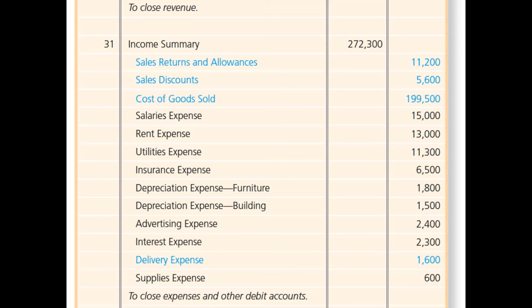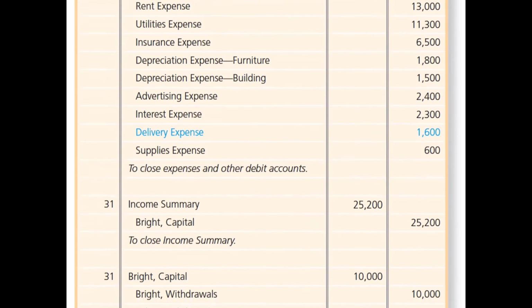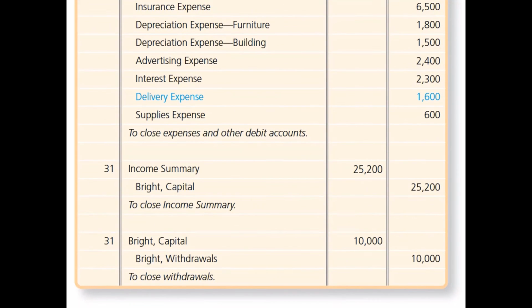When we close out the expenses, we will also close out the two contra revenue accounts of sales returns and allowances and sales discounts. The two new expense accounts that are being closed are cost of goods sold and delivery expense. There are no new accounts related to closing the income summary and to closing the withdrawal account. So now you know everything there is to know about closing the books for a company.